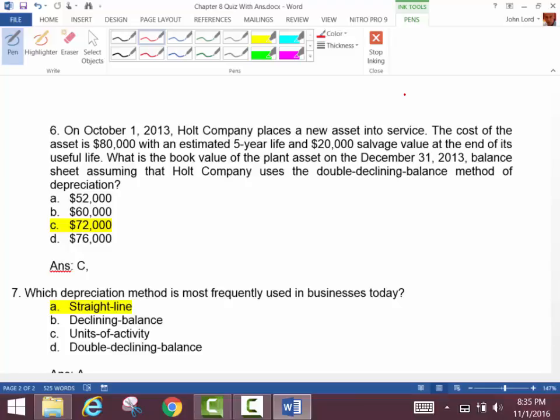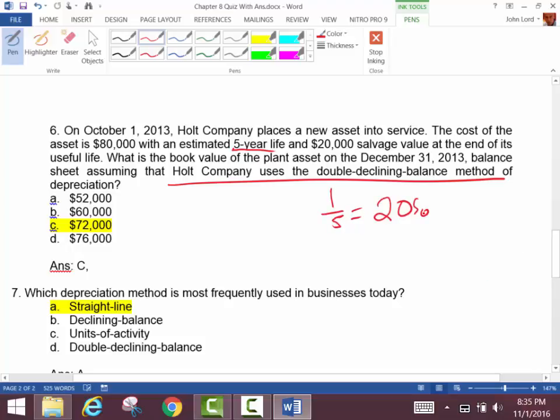How about double declining balance here now? Isn't it the same facts, but it's double declining balance now? Okay. So what do you want me to do with this? What's the life of this asset? 5 years. 1 divided by 5 equals what? 20%.